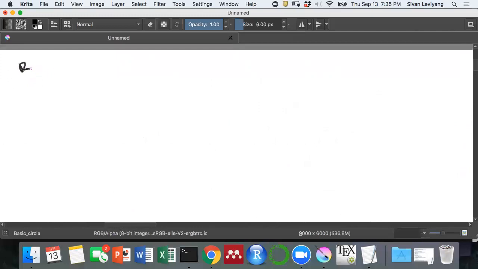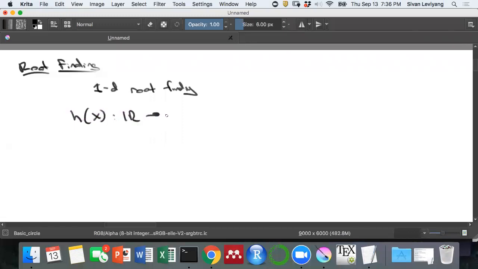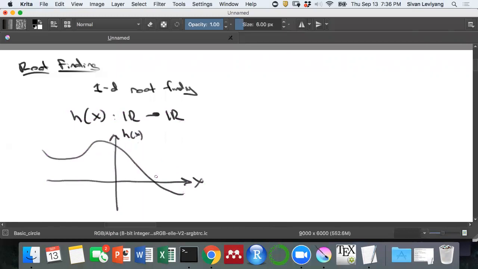So back to root finding. I want to tell you about one-dimensional root finding, which we did last week, and multi-dimensional, and I'll tell you the difference. One-dimensional root finding: you have a function, let's call it h of x, which goes from R to R. So it's like a Calc 1 function, and you want to find its root. Here's x, here's h of x, and you want to find this point right here.